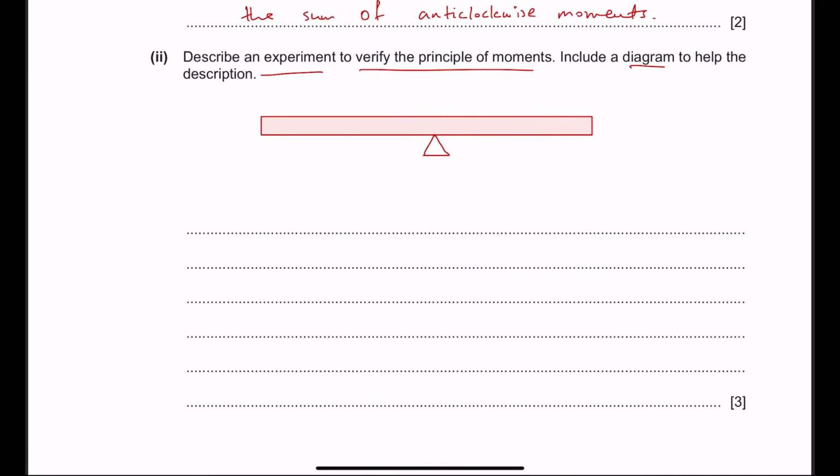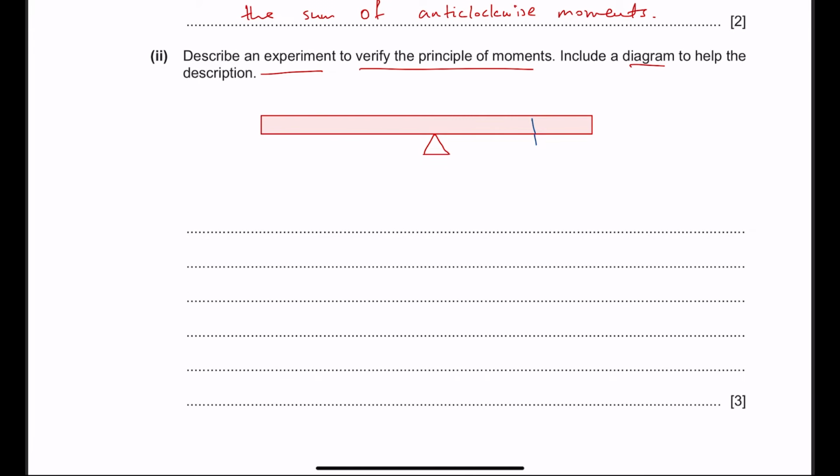Now you need to hang a bunch of weights from the meter rule, and these two weights could be different, and there could be more than two weights as well.